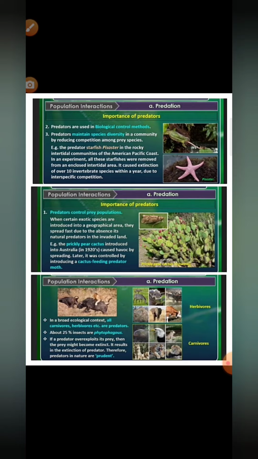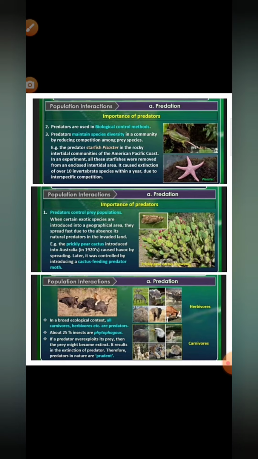Now you can ask, what is the role of predators? Predators keep prey populations under control. This is called biological control. Predators also help in maintaining species diversity in a community by reducing the intensity of competition among prey species. And besides acting as conduits for energy transfer across the trophic levels, the predators play another important role. In the absence of predator species, the prey species could achieve a very high population density and lead to the instability of the ecosystem.